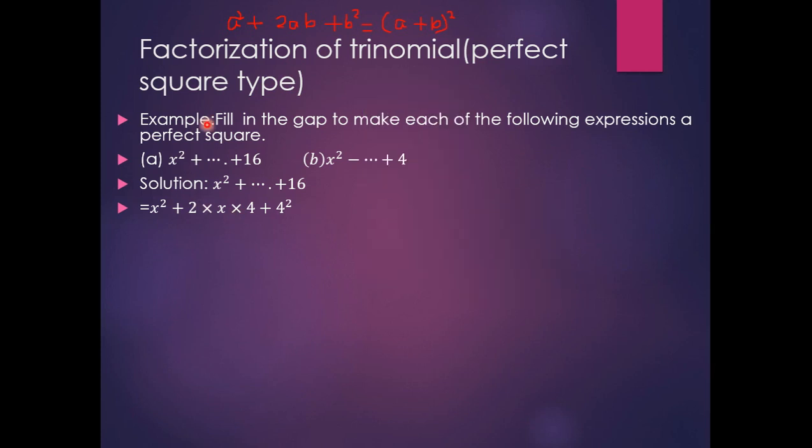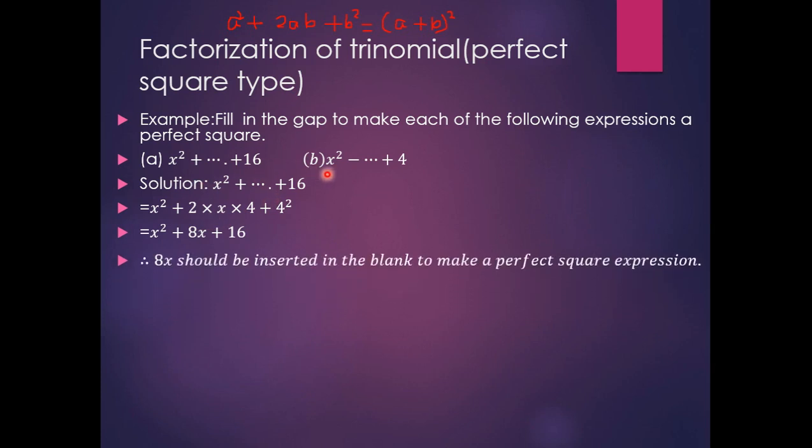And so here in place of a we have x, in place of b we have 4. So the 2ab term is needed to make a perfect square, and so 2a means here x, and in place of b we have 4. Okay, so we have to fill up 8x in the gap to make the given expression a perfect square. Similarly, 8x should be inserted in the blank to make a perfect square expression.